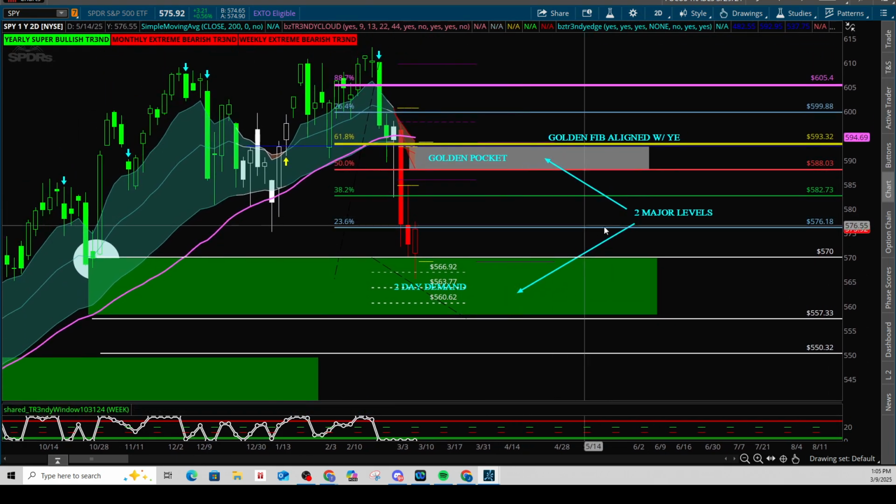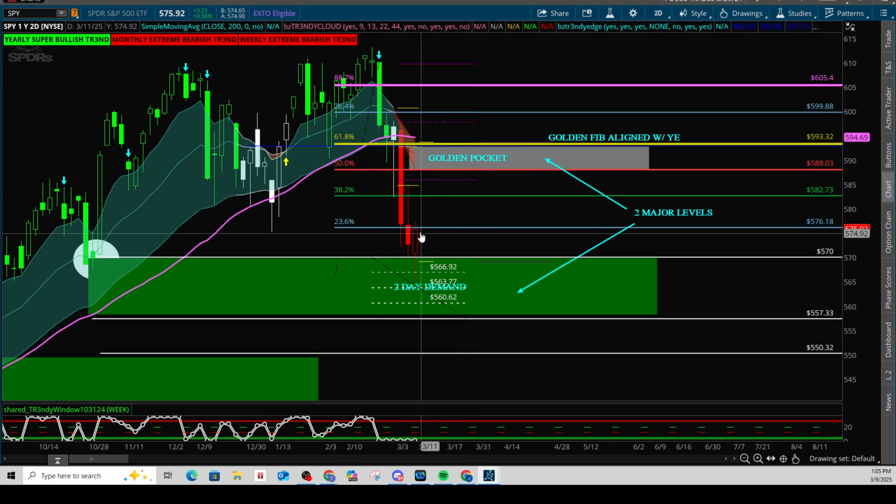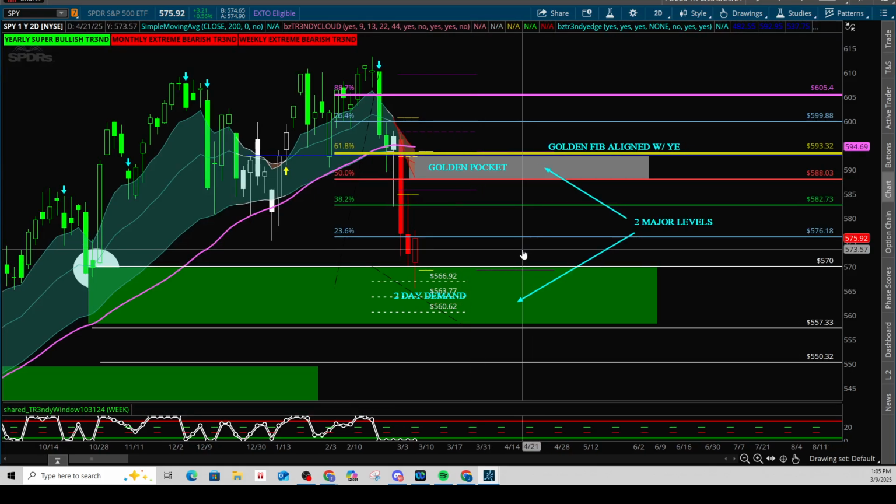To the upside, I'm using the golden pocket. Now, you all know that these levels are going to serve as resistance on the way up, so you can look at them as more like a resistance, take profit type of level. And you can see also from the move itself, we closed right at the 23.6, being that resistance level. Bulls, we really need to see you guys get up and over 576 and some change, hold that as a base.